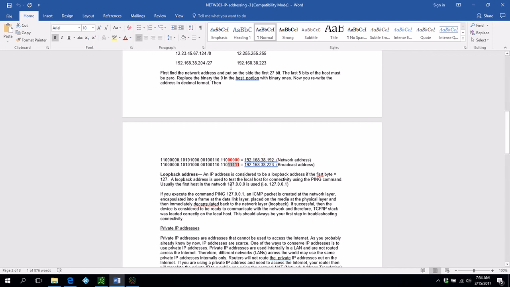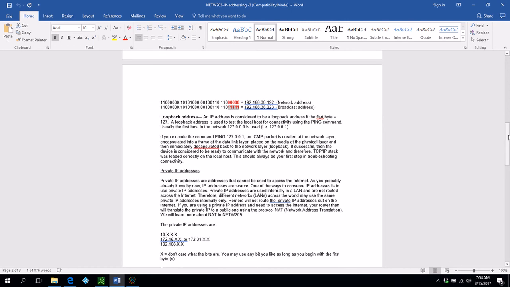All right, loopback address. The final reserved address that cannot be assigned to a host. If the first byte in the IP address starts with 127, then it's a loopback address. A loopback address is used to test the local host for connectivity, or sometimes we say we're testing the TCP/IP stack. It doesn't matter what you write after it, by the way. So typically it's written 127.0.0.1, and I'll give you an example.